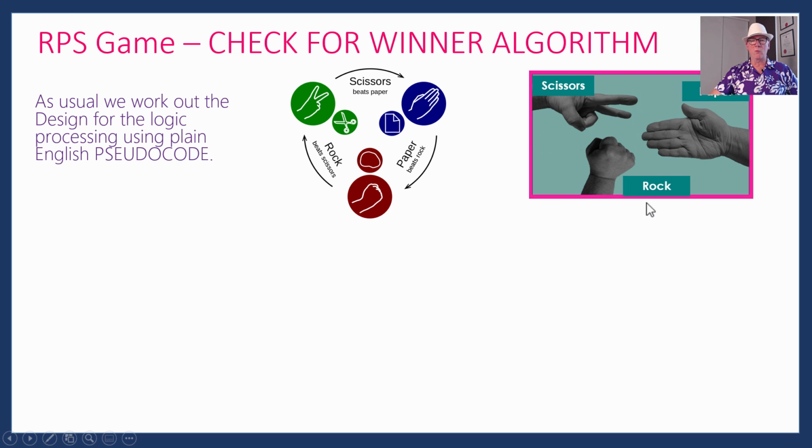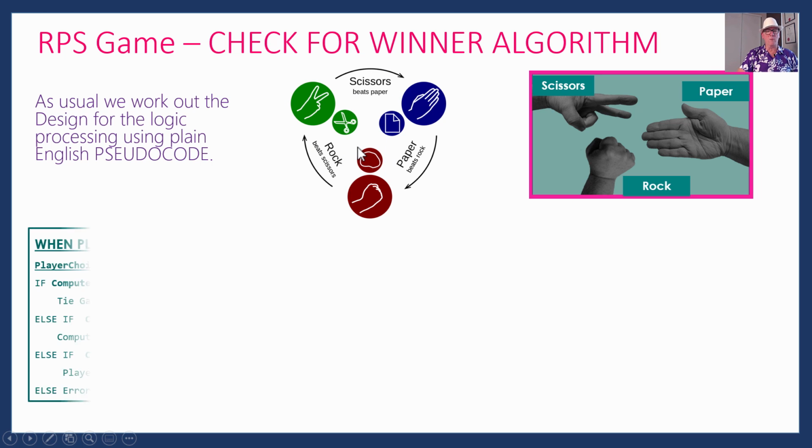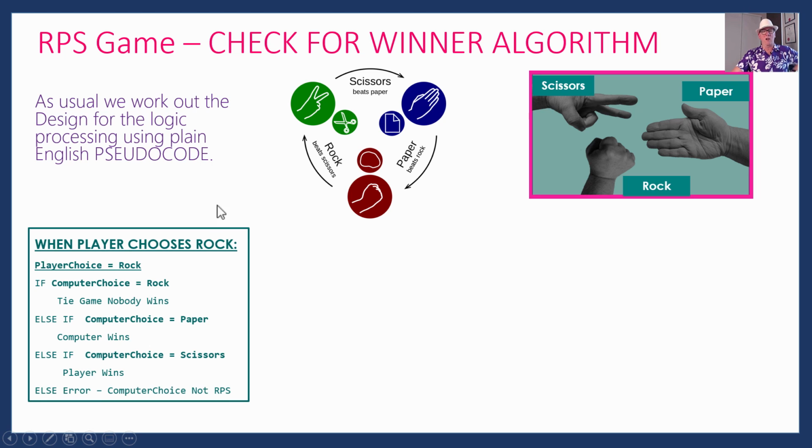So as we said, people choose different things. We've got this kind of set of winners rules here about what beats what. So that's all good. And we need to break that down into plain English pseudocode. So let's start having a look. What if the player picks rock? What are all the different things that can happen? How can we write that in plain English pseudocode?